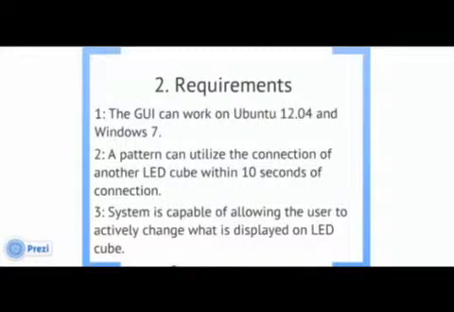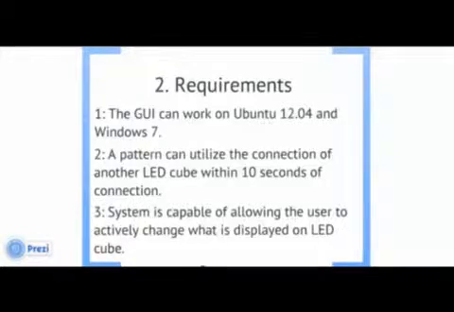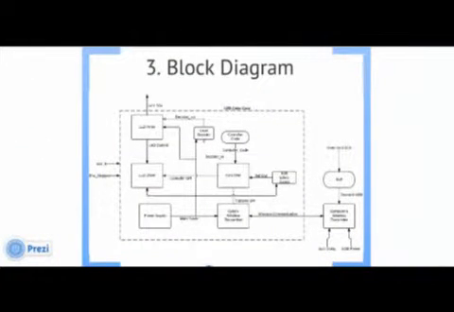Our third goal is for the user to be able to actively control the LED cubes. This brings us to our next requirement, that the system is capable of allowing the user to actively change what is displayed on the LED cube, with the cube responding within 10 seconds of user input. Essentially, this means that the user changes through the GUI will be displayed on the LED cube quickly. There are many more requirements that will not be covered in this video. For now, let's move to a more in-depth look at how we will construct the LED cube in our block diagram.